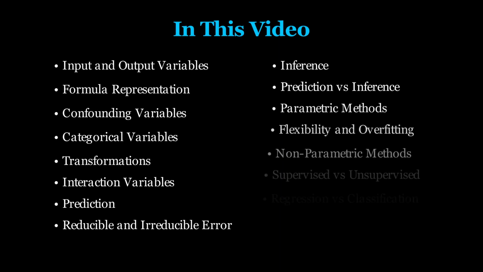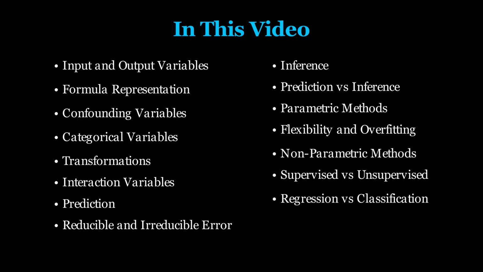We will begin with the basics: input and output variables, how we represent models with formulas, and special kinds of variables like confounding, categorical, and interaction variables, along with transformations. From there, we will explore prediction and inference, including reducible and irreducible error, and compare the two goals side by side. Finally, we will look at parametric and non-parametric methods, the trade-off between flexibility and overfitting, and finish by contrasting supervised versus unsupervised learning and regression versus classification.